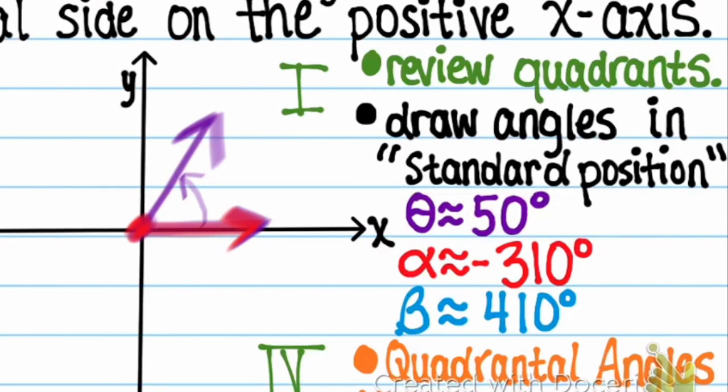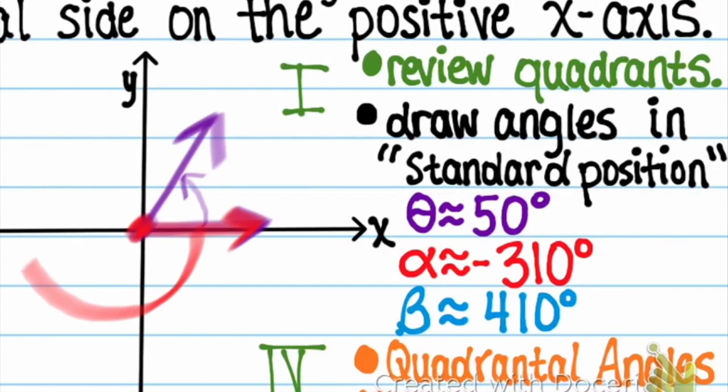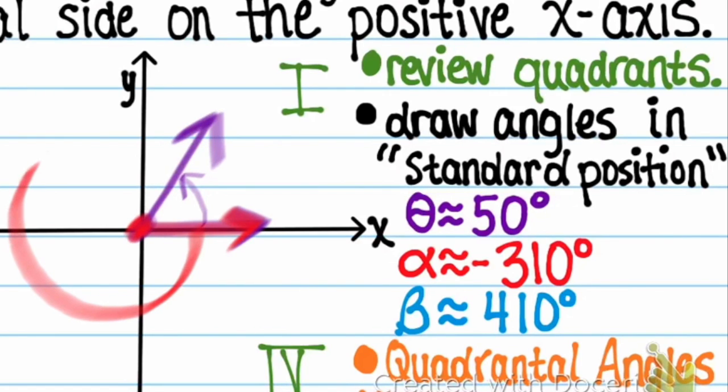If we go clockwise through quadrant 4 to the negative y-axis, that would be a negative 90-degree rotation. Now, if we continue a little bit further and we pause with our revolution at the negative x-axis, that would be negative 180 degrees. As we continue another 90 degrees, we will have traveled negative 270 degrees once we reach the positive y-axis.